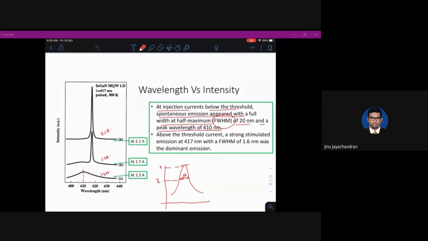Now, as you increase the current above the threshold, a strong stimulated emission at 470 nanometer with a full width half maximum of 1.6 nanometer was the dominant emission. So when you go higher with injection, around 2.1 amps, the wavelength emitted is around 470 nanometer, and you have a high intensity. As you increase the current, your wavelength changes from 410 to 470 nanometer.